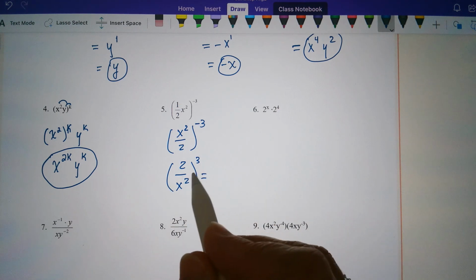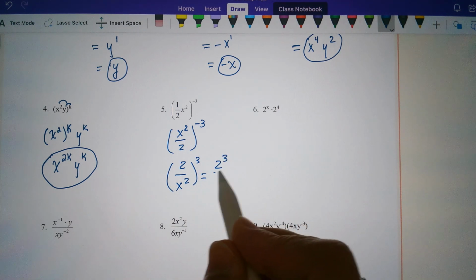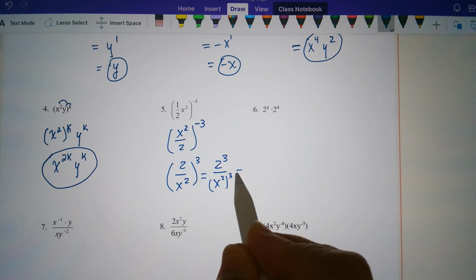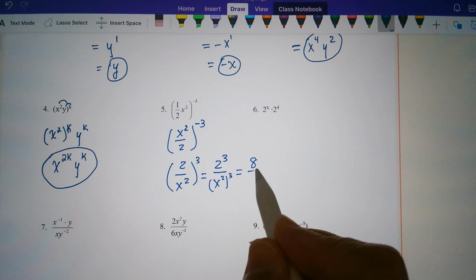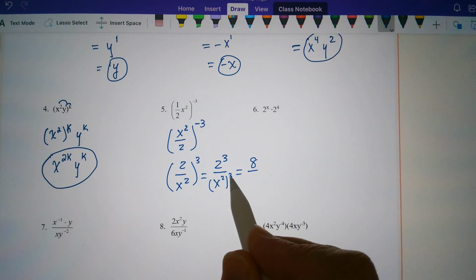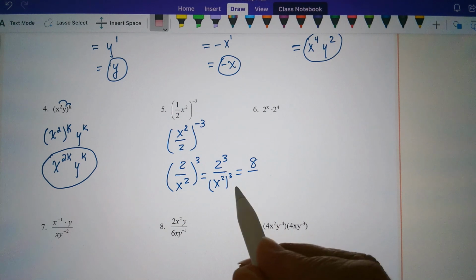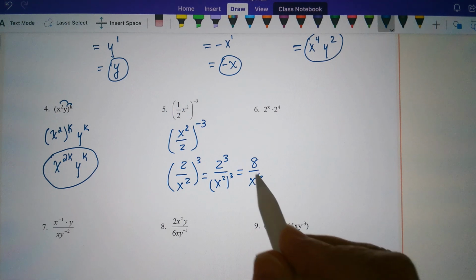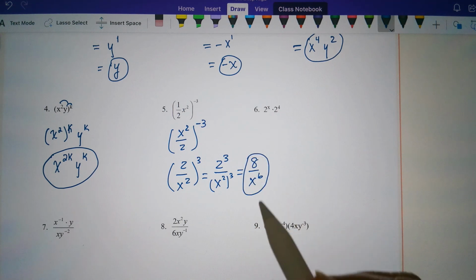And now distribute. This is 2 to the 3rd, x squared raised to the 3rd. 2 to the 3rd is 8. X squared raised to the power of 3 is going to be, we multiply those exponents, x to the power of 6. So 8 over x to the 6th.